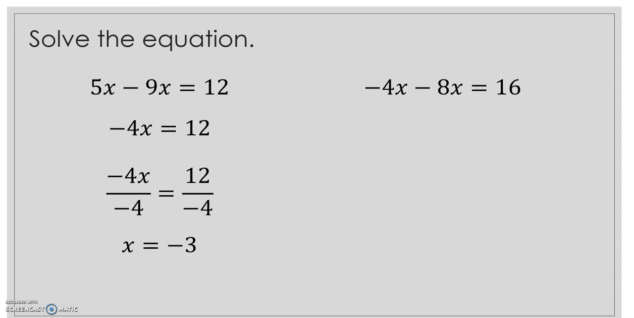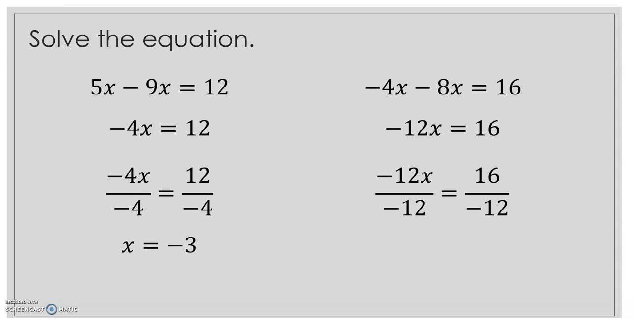Negative 4x minus 8x equals 16. Combine like terms. Negative 4x minus 8x is negative 12x equals 16. We're going to divide by negative 12 on both sides. Negative 12 divided by negative 12 is 1. So we have x equals 16 over negative 12, which reduces to 4 over negative 3.